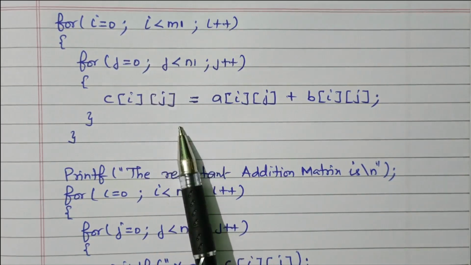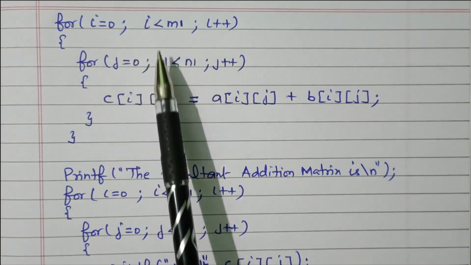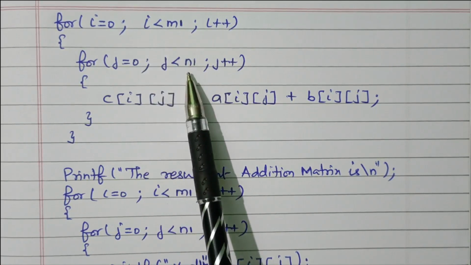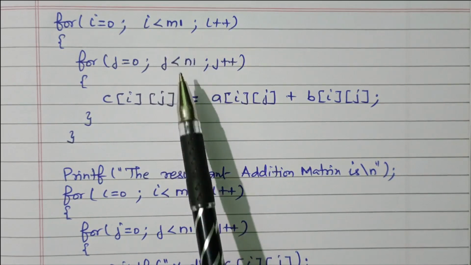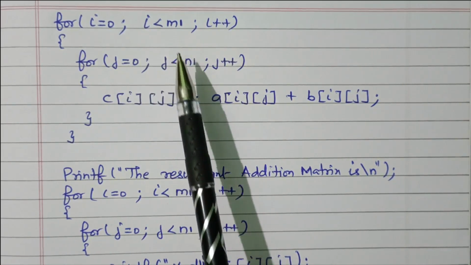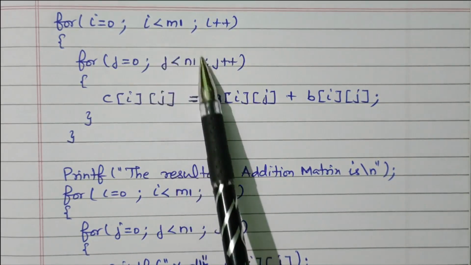The same loop we are opening, outer loop and inner loop. M1 and N1 we are using. M2 and N2 also we can use because both the conditions are equal. Correct, M1 equal to M2, N1 equal to N2. So this loop will vary.